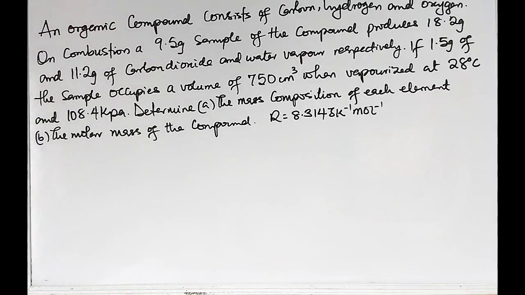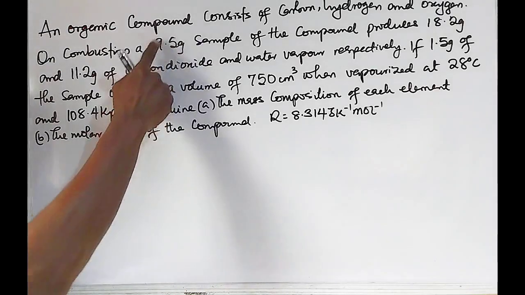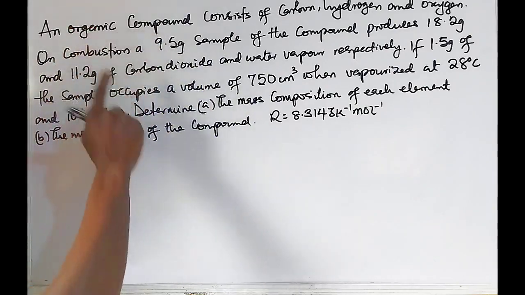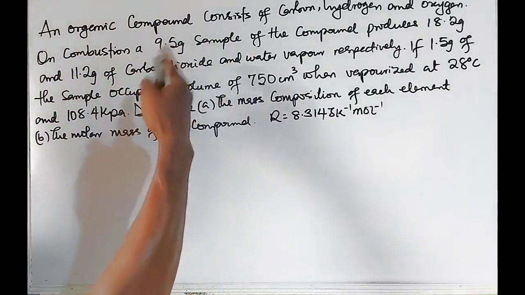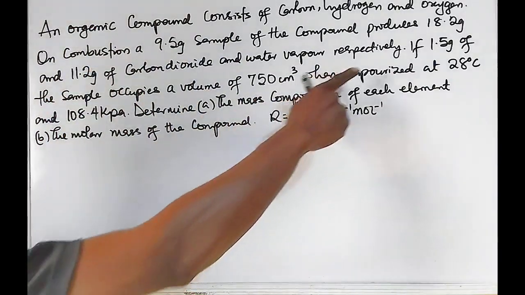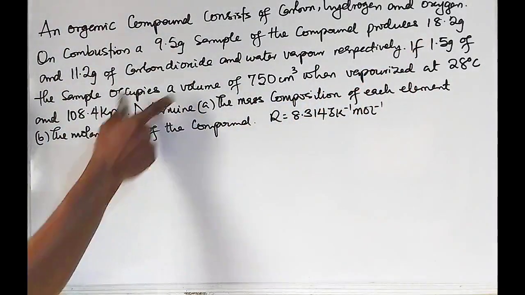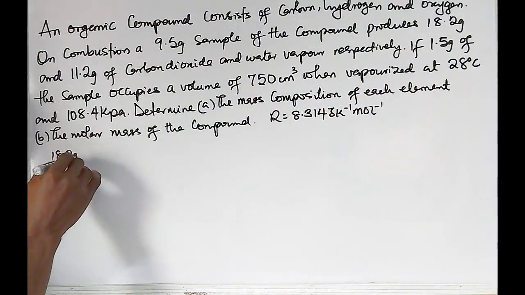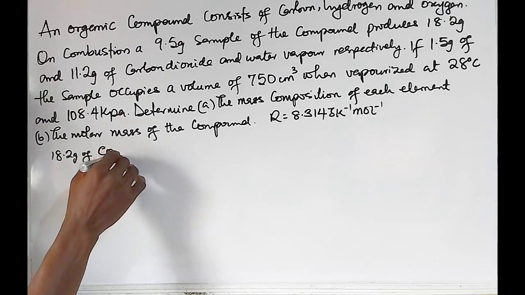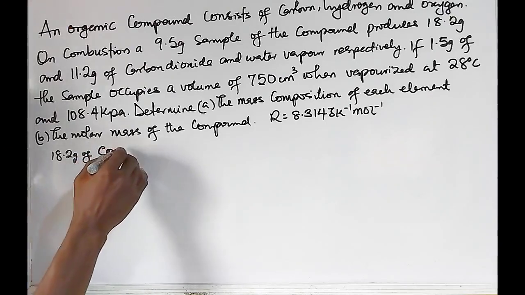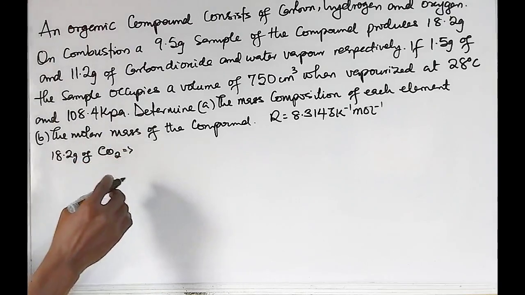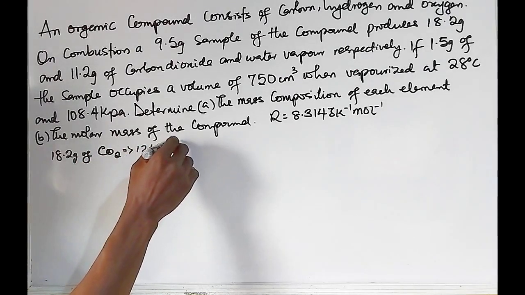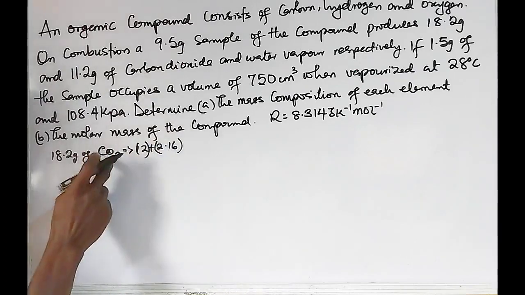Now let us note this: when 9.5 gram of the said organic compound underwent combustion, 18.2 gram of carbon dioxide was produced. Now let us find the molar mass of carbon dioxide. In this case, this is 12 plus 2 times 16, using the atomic mass of each of the elements here.